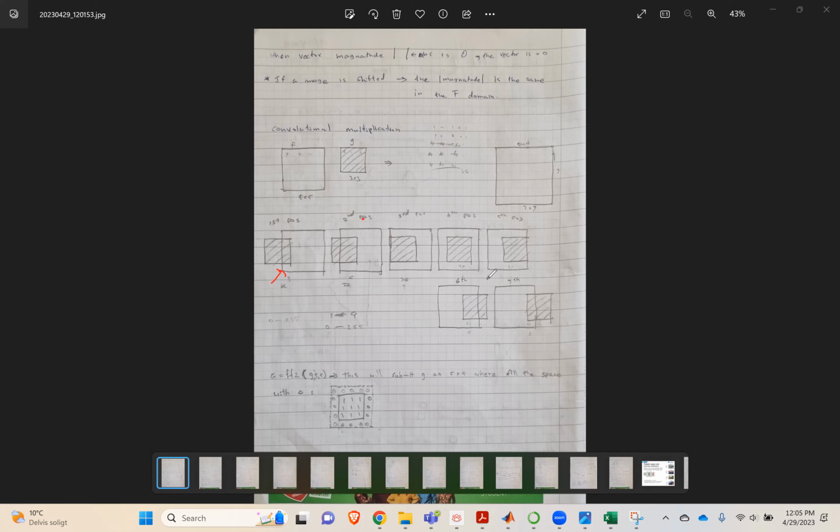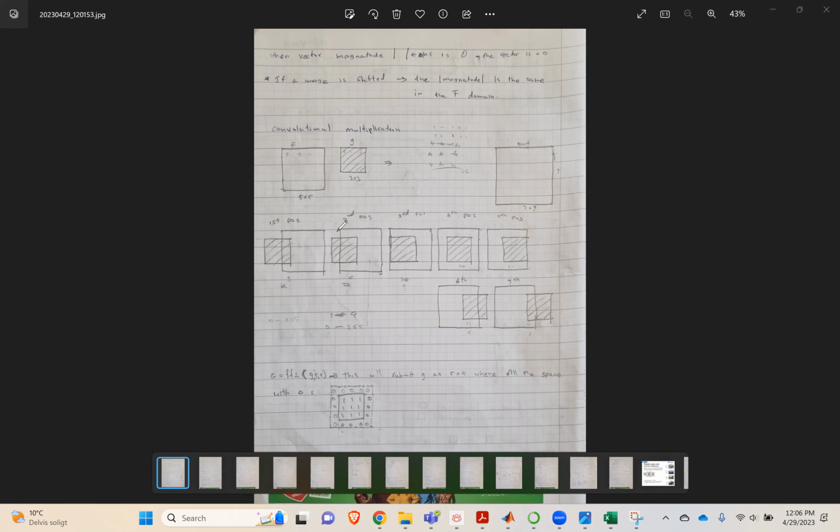But how many convolutions are there in this direction? You can see 7: 1, 2, 3, 4, 5, 6, 7. And down also, it will be the same, right? So that's why your output image is 7 by 7. And how to calculate this? Take this image size and add the filter size minus 1, like 5 plus 3 minus 1. This is the shortcut way to do it.